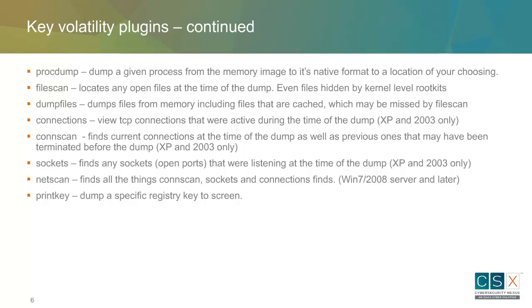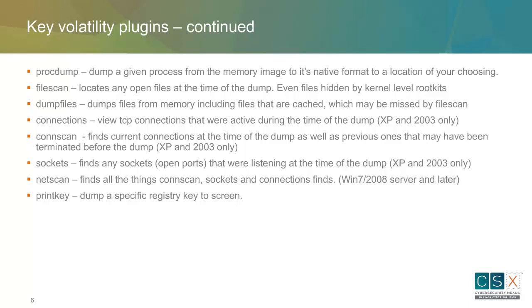Now, to make us happy, we have NetScan. NetScan basically finds all the things that ConScan, sockets, and connections find for Windows 2007 or Windows 2008, Windows 7, and later, everything after that. So it shows you the combination of connections, ConScan, and sockets, plus it actually shows you quite a bit more information, and we're going to see that when we use this tool in our memory forensics lab, because we're definitely going to spend some significant time getting comfortable and understanding how to use Volatility.